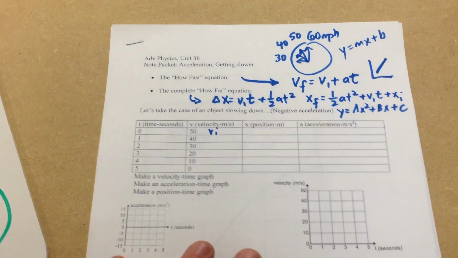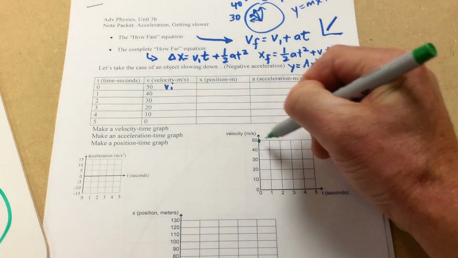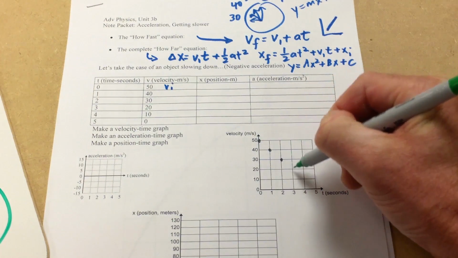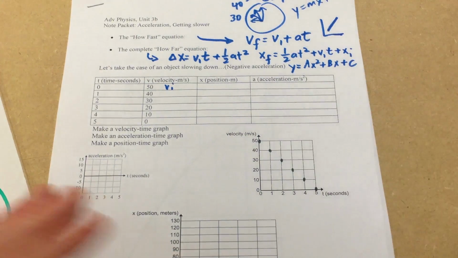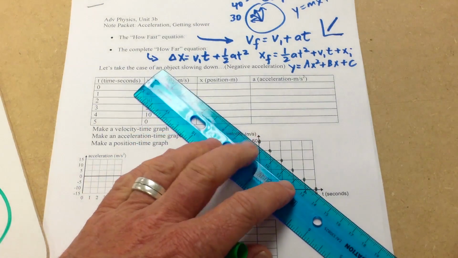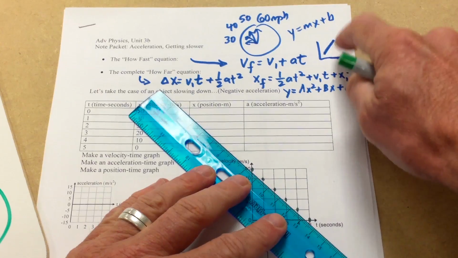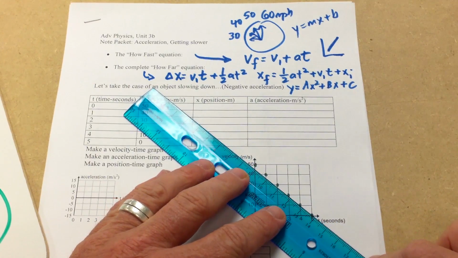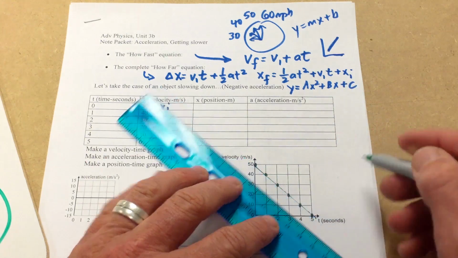Let's start with the velocity time graph, and let me change colors. There's my VT graph right here, and here are my points. On a VT graph, acceleration can be seen as the slope. Now instead of a positive diagonal, we have a negative diagonal. Can you see that there? That's a negative diagonal.